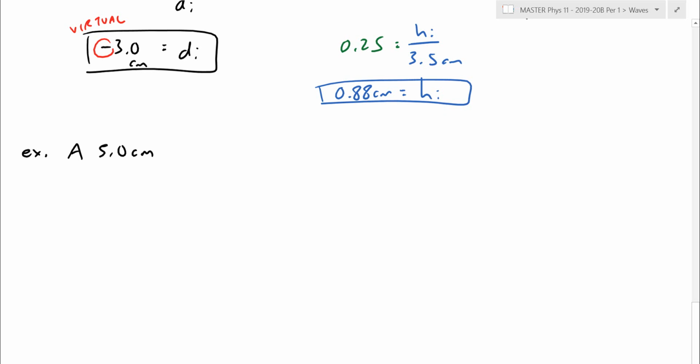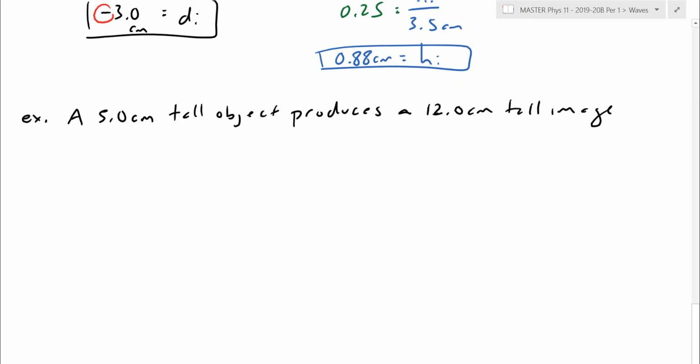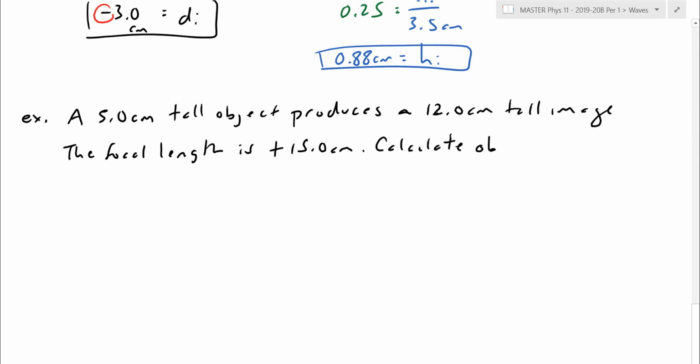A 5 centimeter tall object produces a 12 centimeter tall image. So my candle realistically is only 5 centimeters. It's just that after it bounces in the mirror, it ends up generating something that's magnified, something that's larger, more than double. The focal length is positive 15. I'm going to emphasize that positive. They would just say 15. So positive 15. This time the unknown is to calculate the object distance.